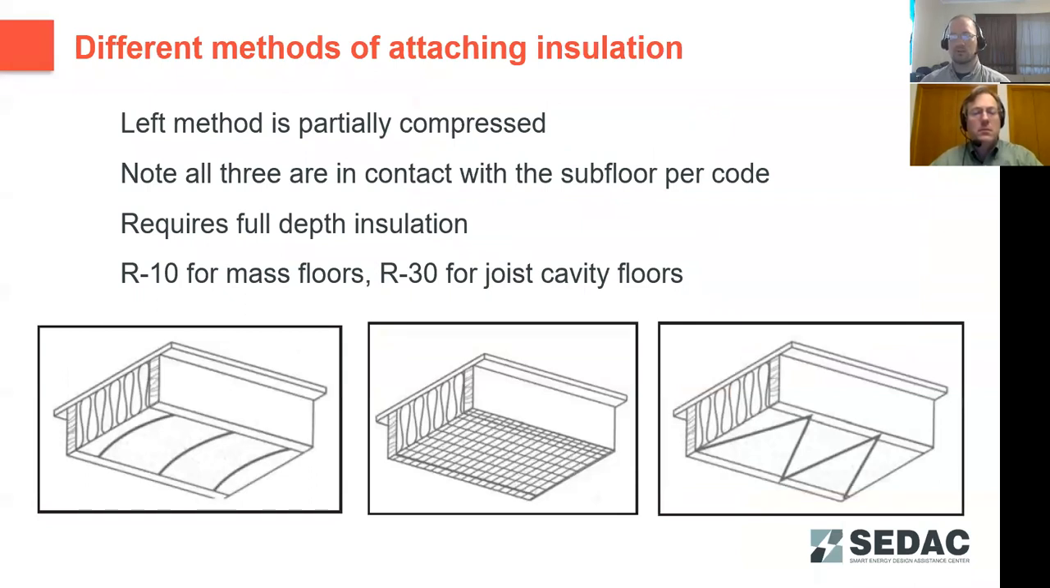It's probably one of the least desirable methods because it compresses the insulation. It's hard to get even insulation value out of that. You want to try to minimize compression to get maximum effectiveness out of your insulation. We would like to see the two options in the center and on the far right there, some kind of mesh or strapping that's attached to the bottom of the joist to prevent compression of the insulation. For those though, you have to ensure you've got full depth insulation to fill that cavity. That way you make sure that that insulation is pressed up against the subfloor.